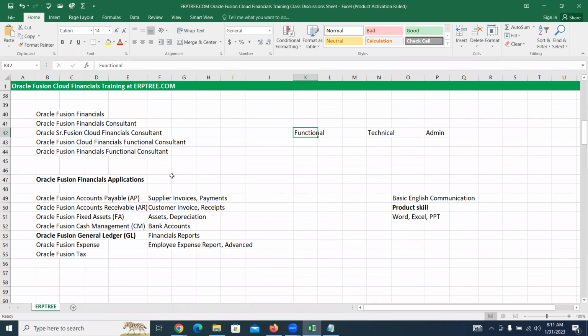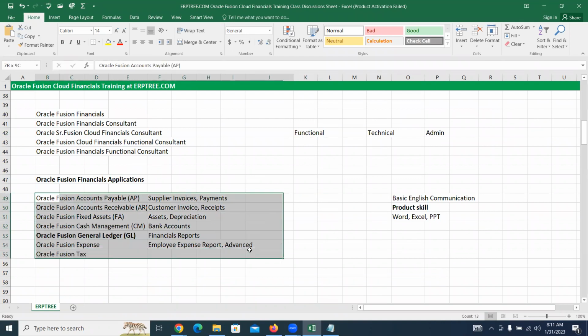From financials, these are the applications we are going to learn. The primary applications from financials are payables, receivables, fixed assets, cash management, and general ledger. These are the 5 applications we call core financials applications. Along with these 5 applications, we are going to learn about Oracle Fusion Expense and Fusion Tax. Expense is to record employee expense reports and to record the advances the organization provides to employees. By using the Fusion Tax application, you can calculate the tax in the respective country.